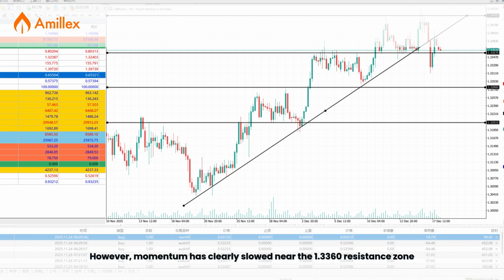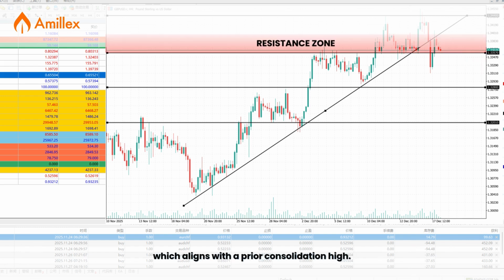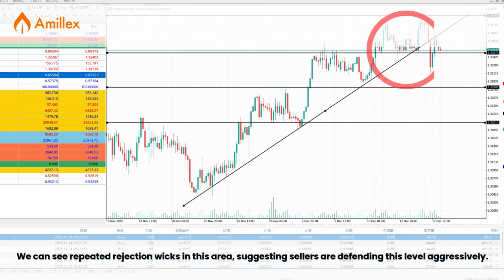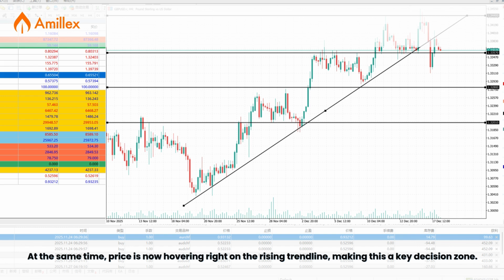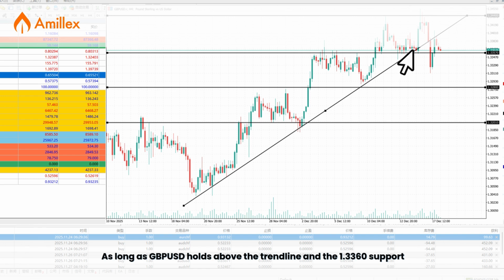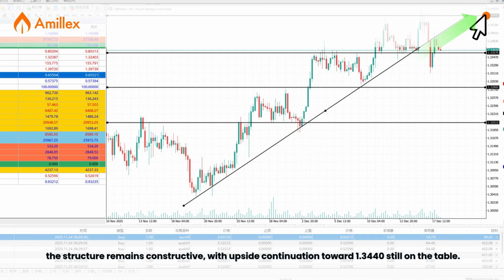However, momentum has clearly slowed near the 1.3360 resistance zone, which aligns with a prior consolidation high. We can see repeated rejection wicks in this area, suggesting sellers are defending this level aggressively. At the same time, price is now hovering right on the rising trendline, making this a key decision zone. As long as GBPUSD holds above the trendline and the 1.3360 support, the structure remains constructive, with upside continuation toward 1.3440 still on the table.